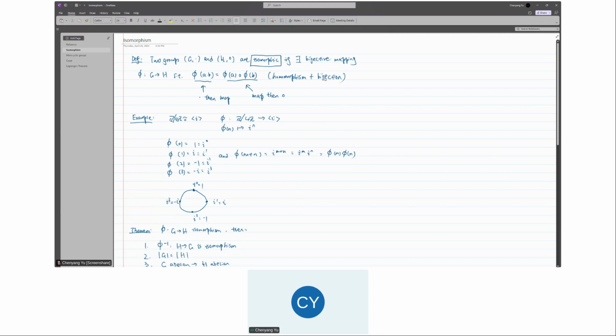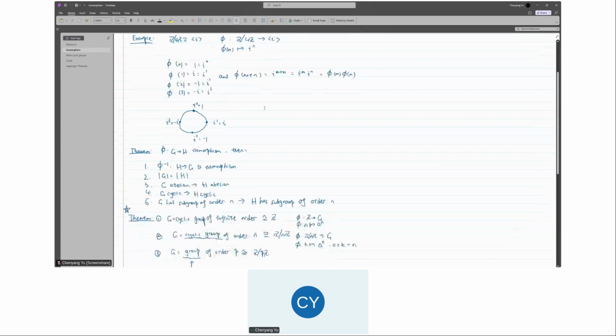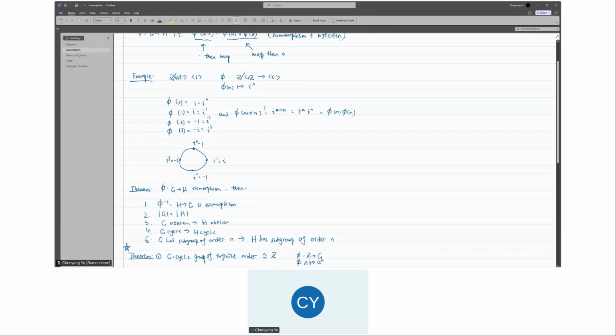Together, it has to satisfy the bijection requirement, which means you have to show this function phi is both surjective and injective to prove that it is bijective. Combining these two requirements, you have an isomorphism. Okay, so that is the definition. Let's work through an example.